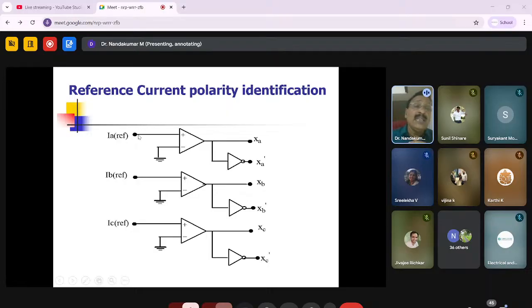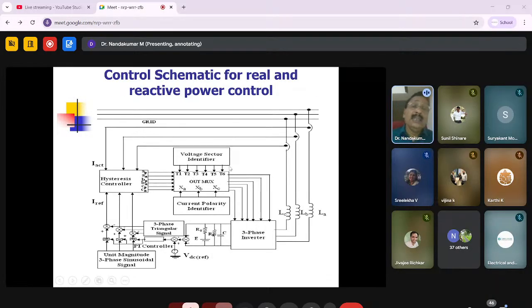Here, the reference current is compared with a zero crossing detector only. We'll be getting XA, XA dash, XB, XB dash. There is certain logic for the current polarity. For example, if it is a positive current, XA will be 1 and XA dash will be 0. Like that, if IB is positive, XB will be high, or 1, and XB dash will become 0. That logic is derived by using this reference current polarity. And there are some logical equations, which are inside the books.